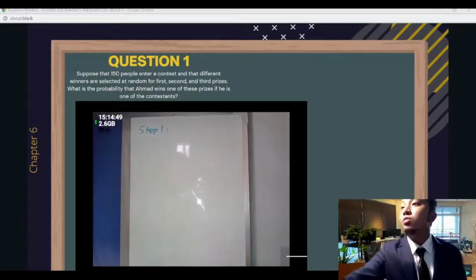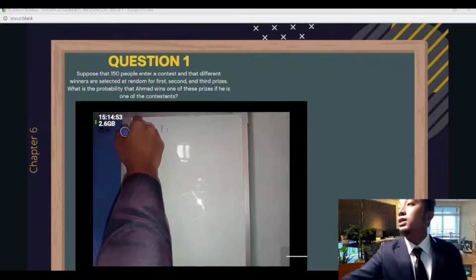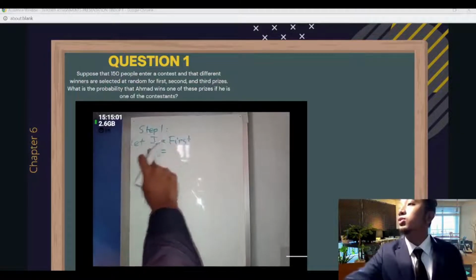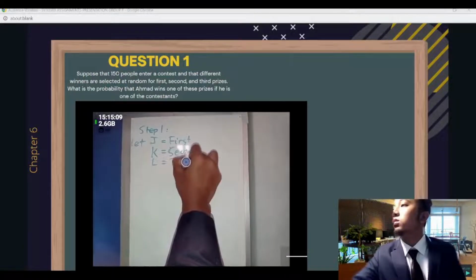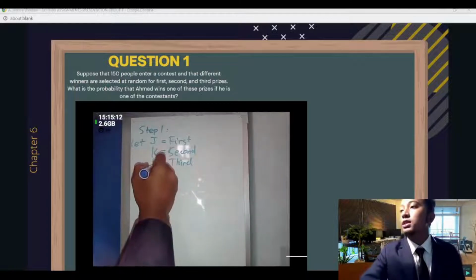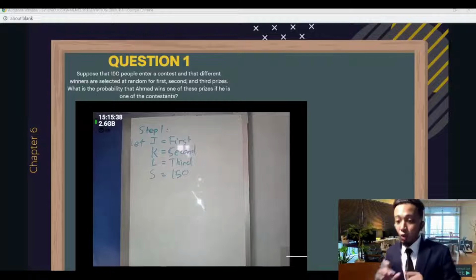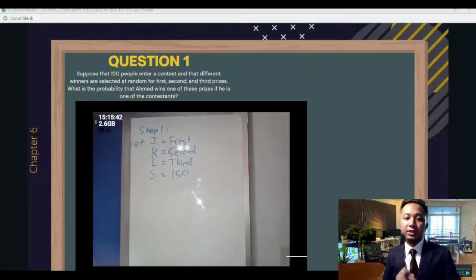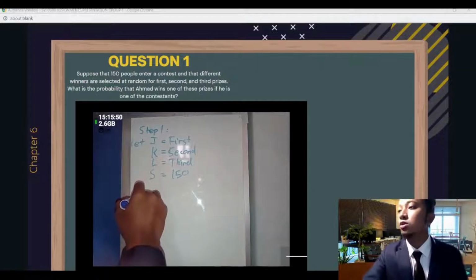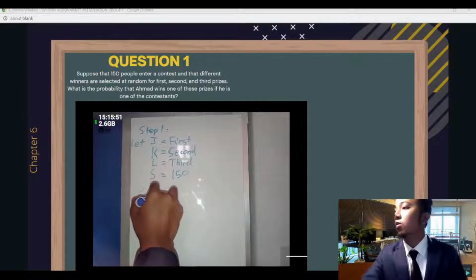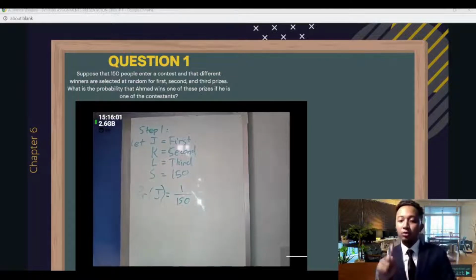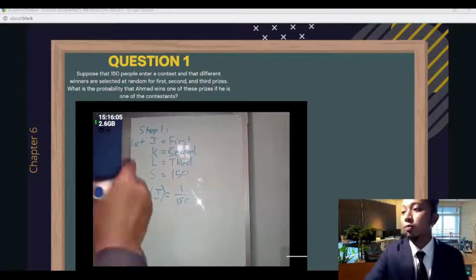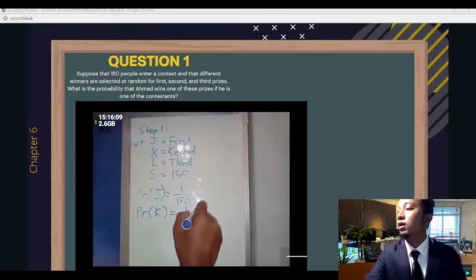So we assume J for the first prize, K for the second prize, and L for the third prize. From the question, we get the sample size is 150. So here we assume that the probability of winning first prize is taking only one contestant out of 150. So the probability of first prize is 1 over 150. Next, the probability of winning the second prize is taking only one contestant out of 149. So the probability of second prize is 1 over 149.